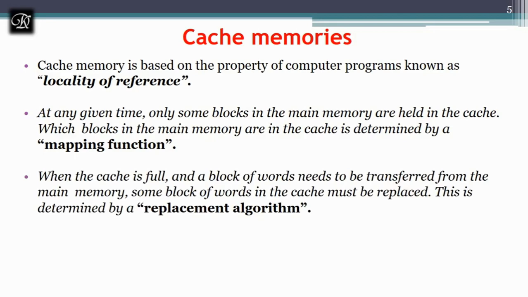Similarly, when a cache is full and a block of words needs to be transferred from the main memory to cache, some block of words in the cache must be replaced. Of course, when it is filled, we cannot accommodate the new blocks. So we have to make free space for it. Which block has to be replaced is decided by the replacement algorithm.